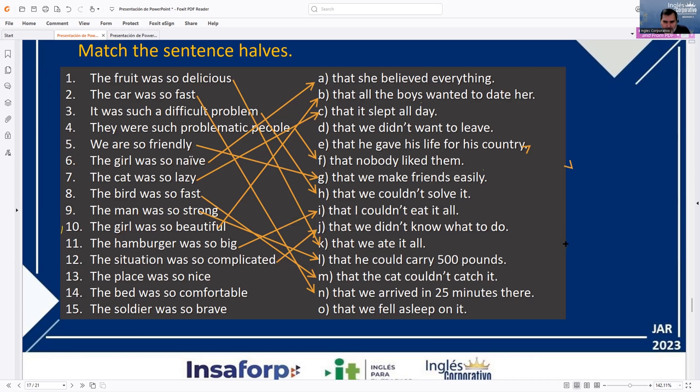The place was so nice that we fell in love with it, that we didn't want to leave. The bed was so comfortable that we fell asleep on it. The soldier was so brave that he gave his life for his country.